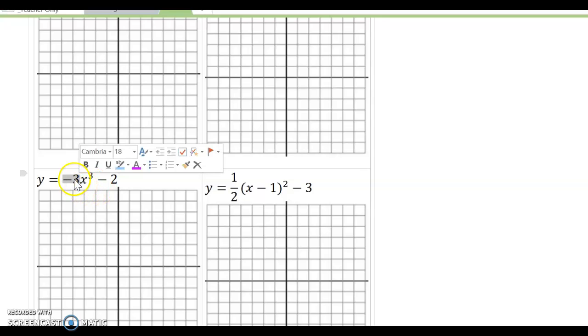One more example. If we're looking at this here, y equals negative 3x cubed minus 2. What effect is this negative sign right here going to have on this function?